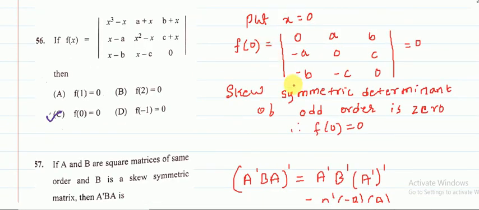Question 56. If f of x is equal to this determinant, then they have given some options. First of all, put x equal to 0 here. If you substitute x equal to 0, then it becomes 0 a b; minus a 0 c; minus b minus c 0. Clearly, it is a skew symmetric determinant of odd order. Therefore, it will be 0. Therefore, f of 0 will be 0. Hence, it is option C.